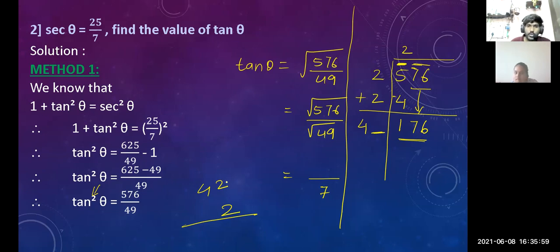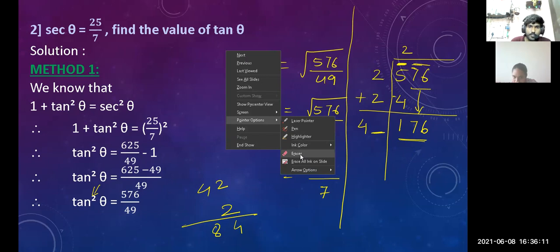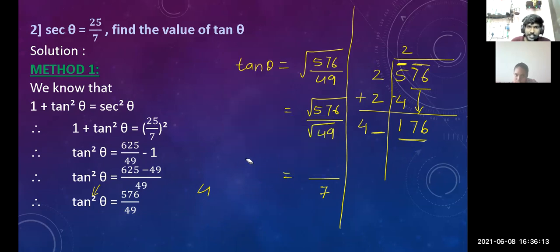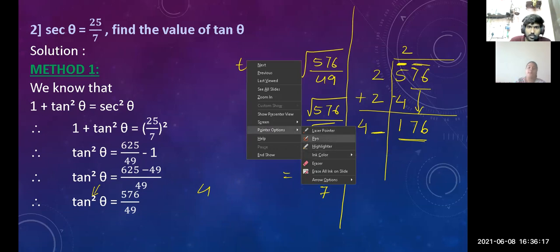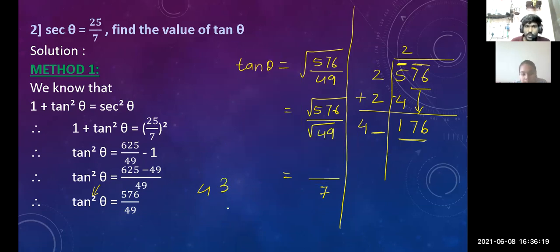Okay, so if I put 2, 2 2s are 4, 4 2s are 8, I'm getting 84. So it's very less. So let's try for 3. If you're putting 3, you have to multiply it with 3 also. So 3 3s are 9, 3 4s are 12. So 129, which is very less.